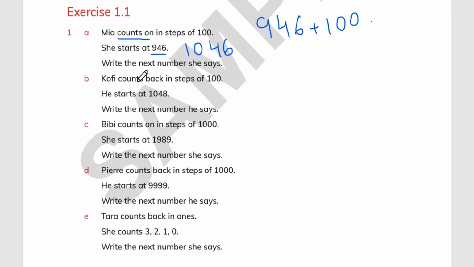The B part is: Kofi counts back. Now counts back means backward counting. And here we read counts on, that meant forward counting. So count back means backward counting. Kofi counts back in steps of 100. So when we have to count back, what will we do? We will subtract 100 simply. He starts at 1048. So we have to step back 100. Write the next number. Next number will be 948.